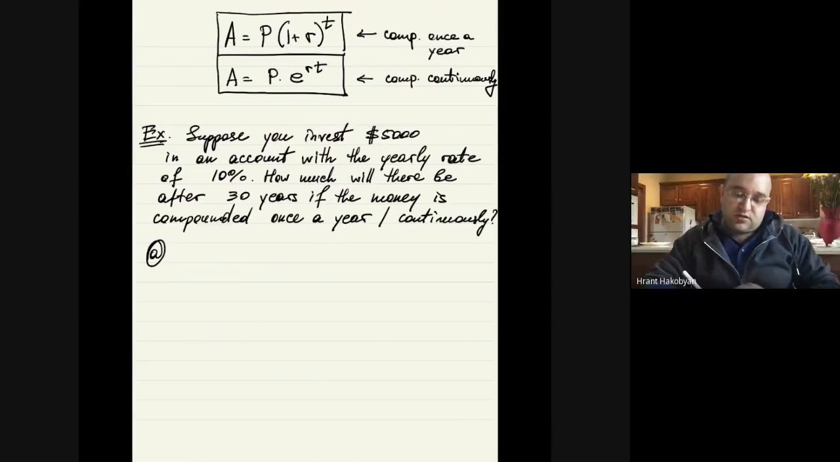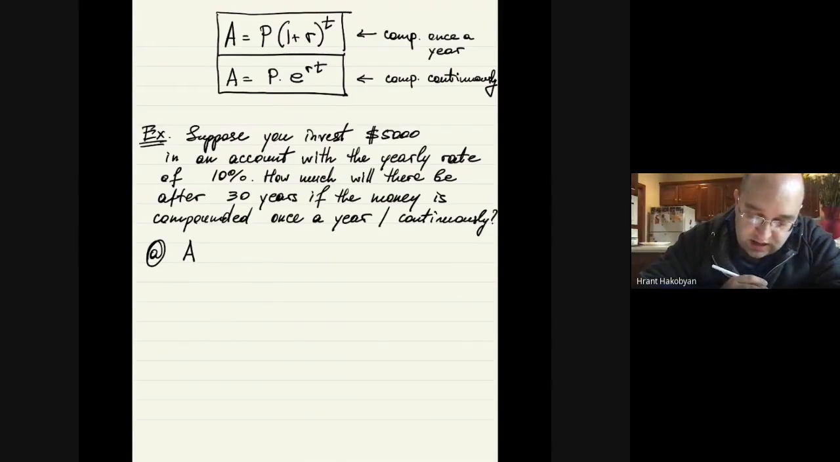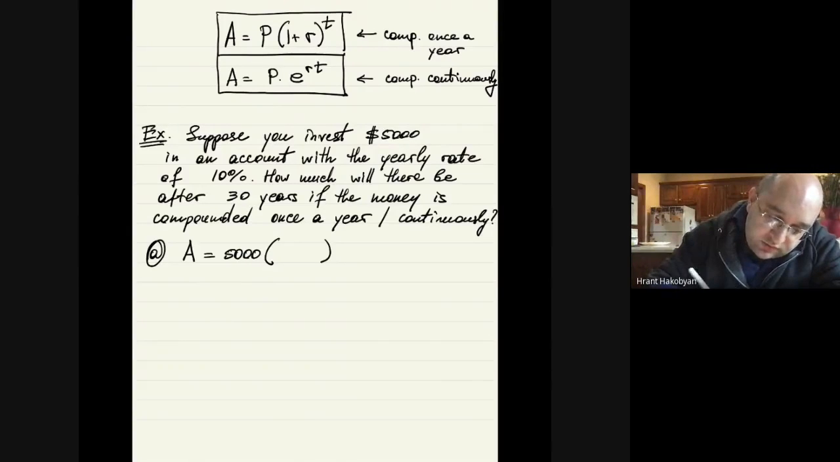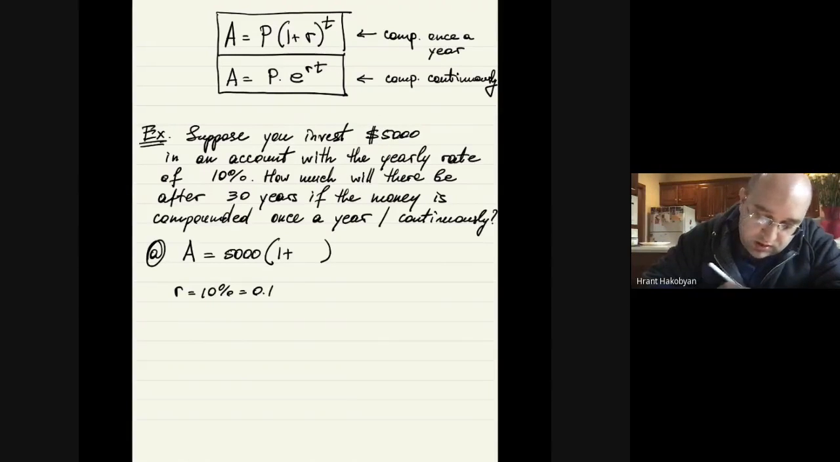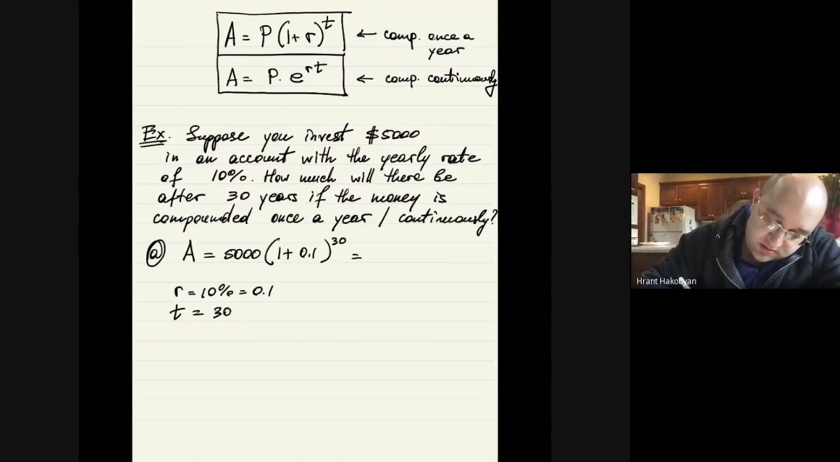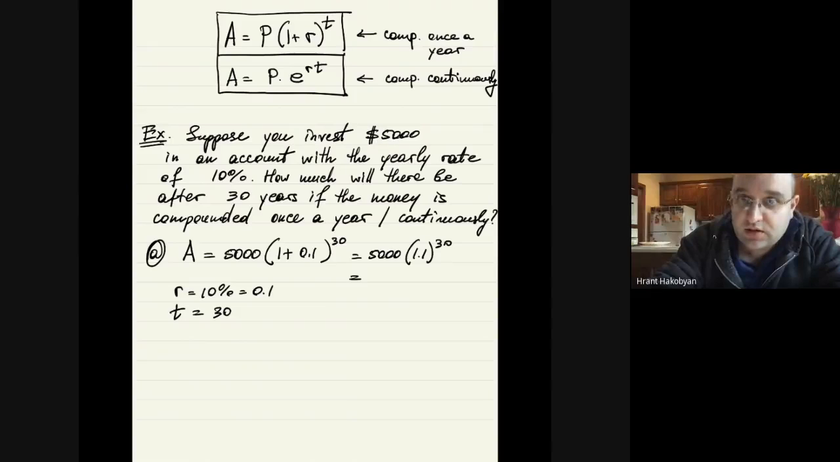So again, what we have? We want to find this A, and what is it that is given to us? So the principal, or this initial amount, is $5,000. So I'm going to write here $5,000. Then I have to write 1 plus R, right? So R is 10%, so that's just 0.1. So I'm just going to write 0.1. And then T is 30 years. So I'll just do 30 here. If I solve this, this is going to give me 5,000 times 1.1 to power 30.